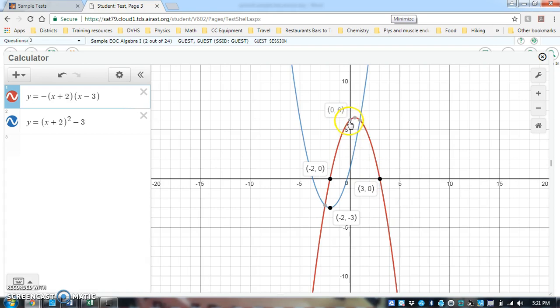And we look at our y-intercepts. Our y-intercept for g of x is at 0, 6. Our y-intercept, let's close all these other points.